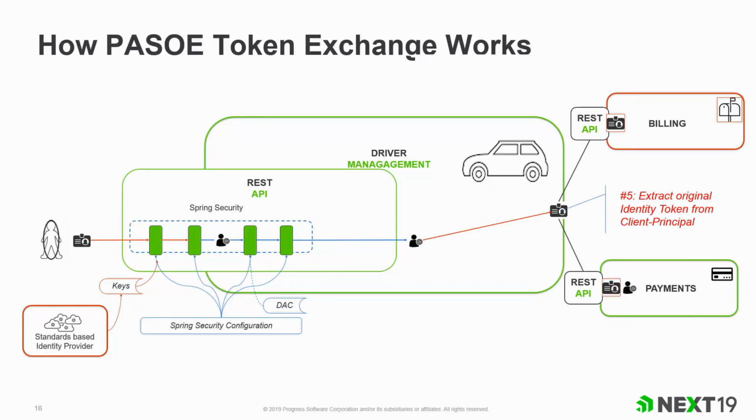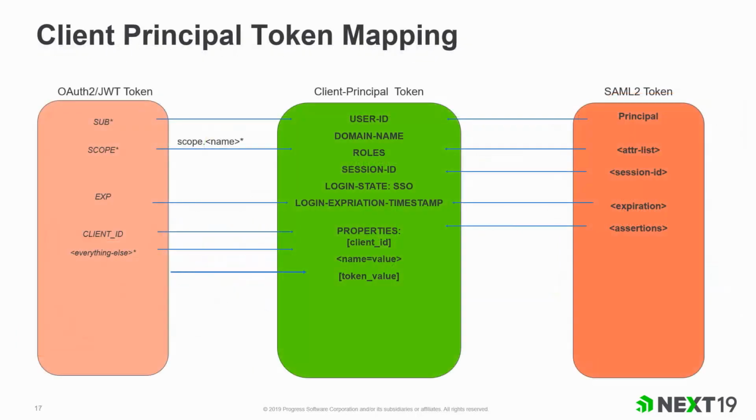And if and when an ABL service requires access to other non-ABL services, this token can be passed along. The token exchange process is configurable inside of the PASOE Spring security properties files that are available to your web applications.